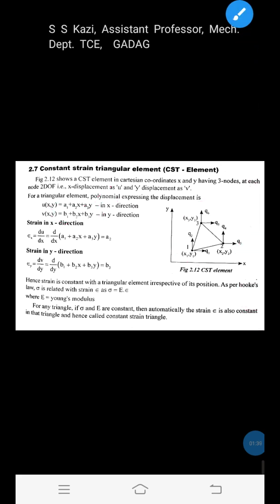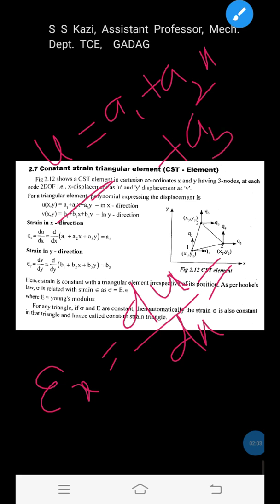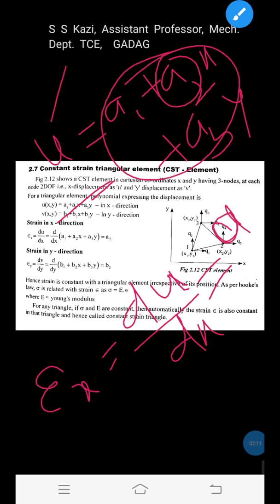Now if we write the strain in x direction expression, strain in x direction is given by the change in displacement in x direction, du divided by dx. Strain in x direction can be calculated by differentiating u with respect to x. If you differentiate u equal to a1 plus a2x plus a3y with respect to x, we will get a2, which is a constant. That means we got strain in x direction as constant.